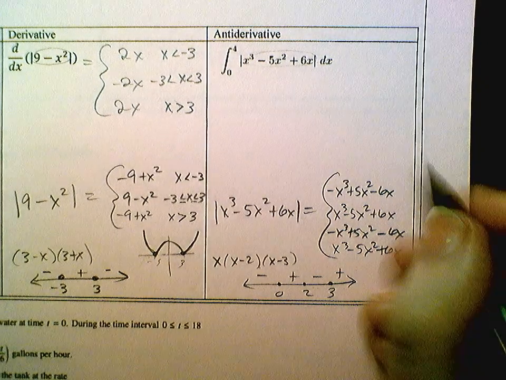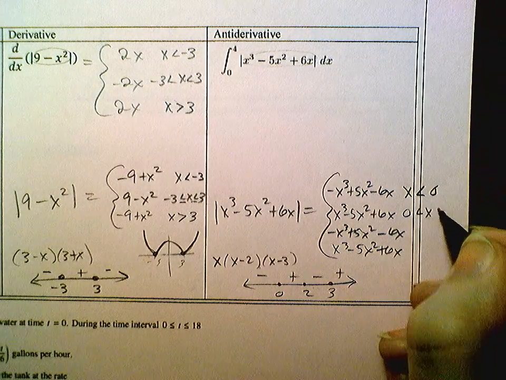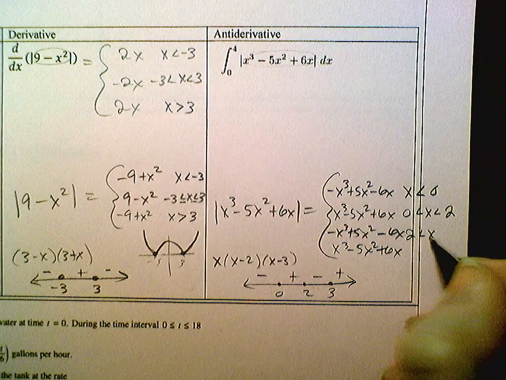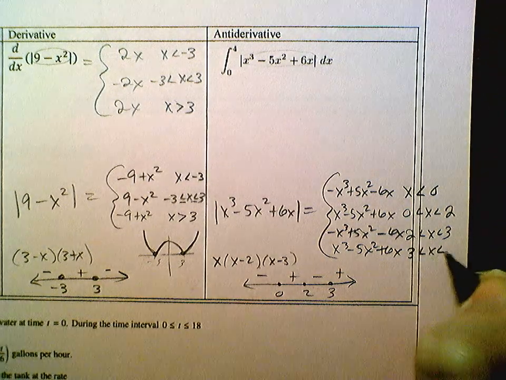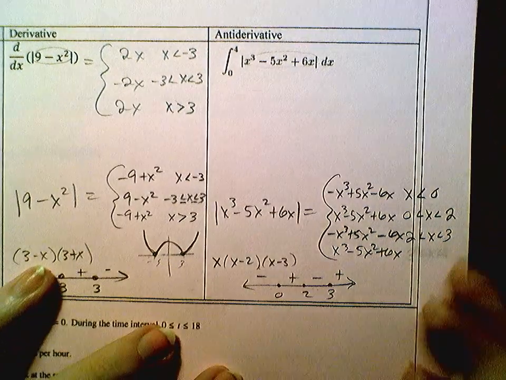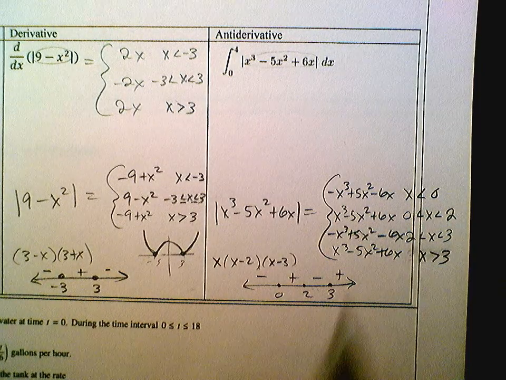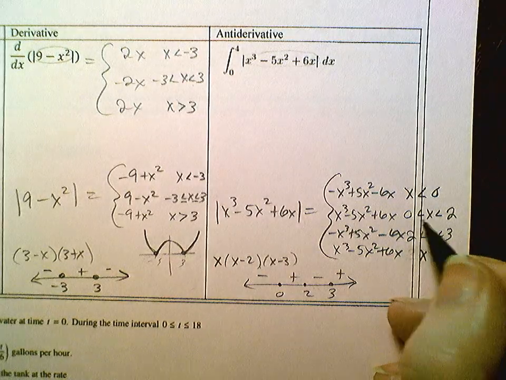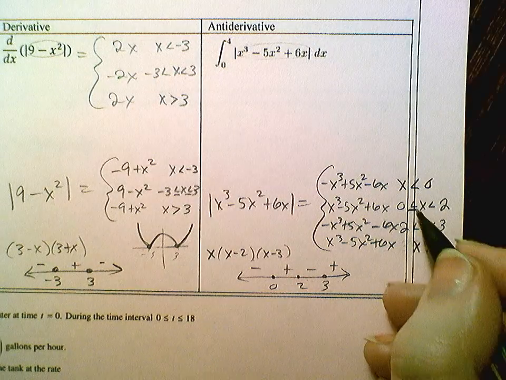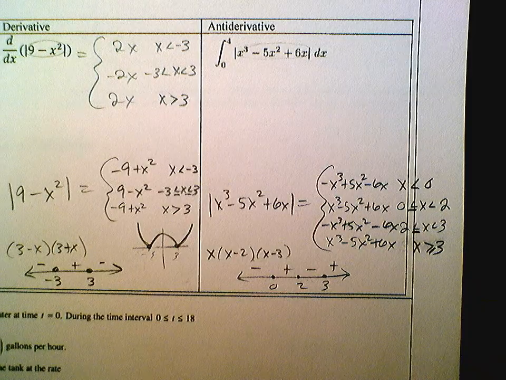All right. And then this is for x is less than 0, 0 is less than x is less than 2, 2 is less than x is less than 3, and 3 is less than x. Alrighty. Now this is defined everywhere, so I've got to include some or equal to's. I'll include that 0 there, I'll include that 2 there, and I'll include that 3 there.